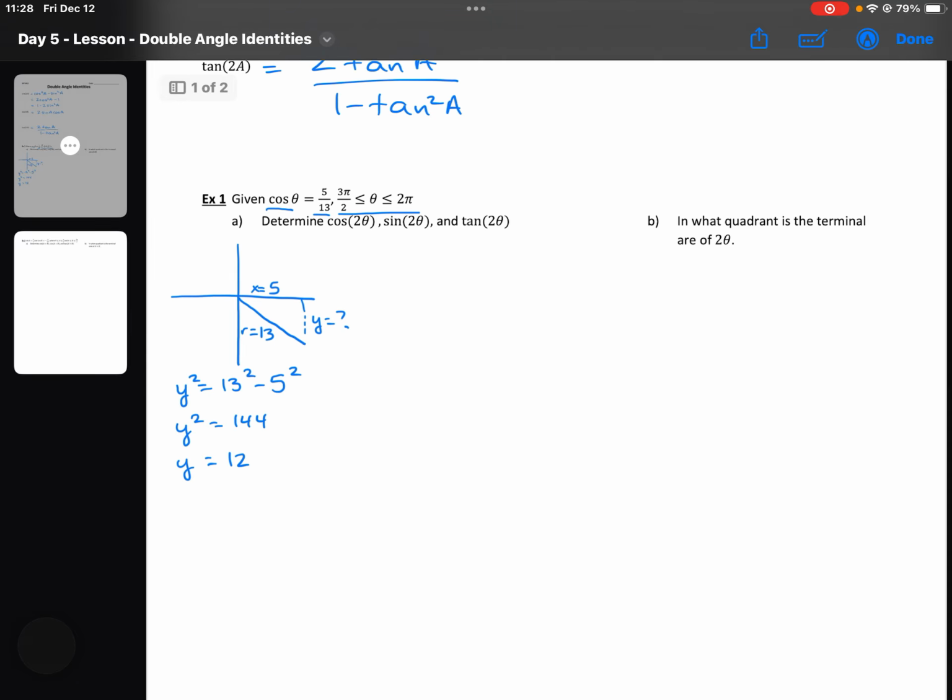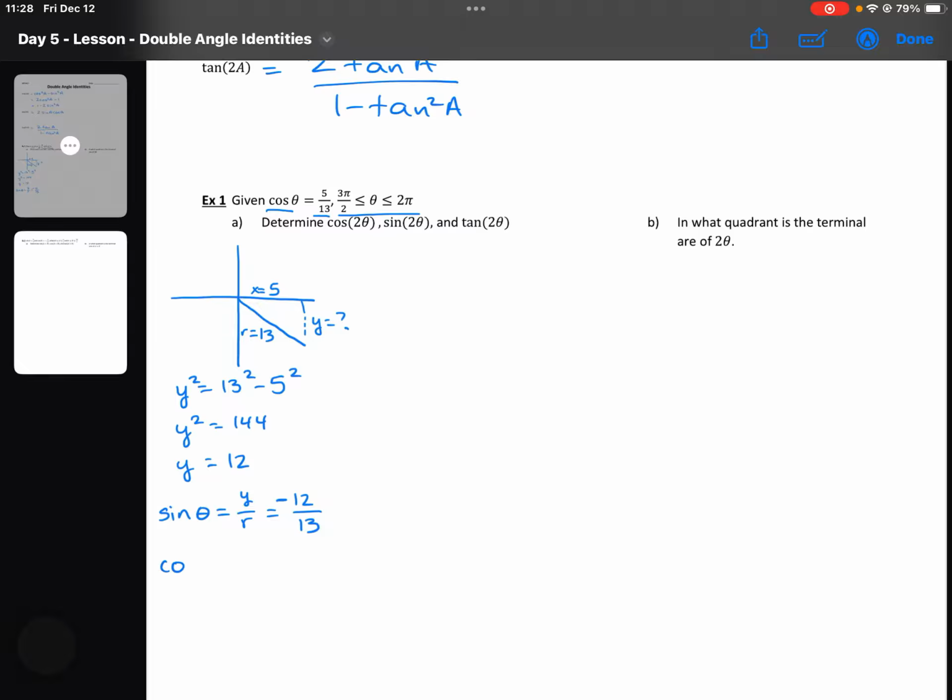Once I've found that value, I'm going to list the values for my other primary trig ratios. I know that sine theta is y over r, which in this case is 12 over 13. I'm in the fourth quadrant, so that means my sine ratio is negative. Cos theta is x over r. I was given that one, it's 5 over 13. And then tan theta is y over x. This one is also negative. My y value is 12 and my x value is 5.